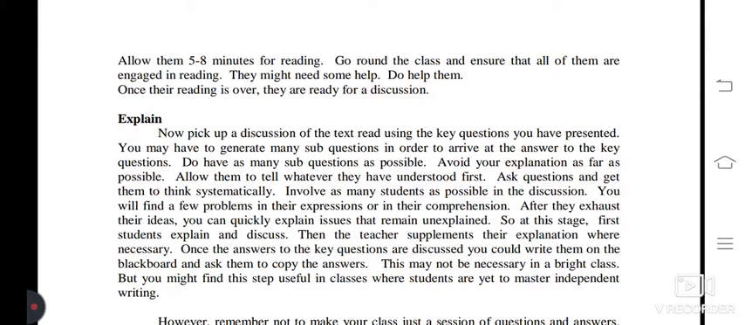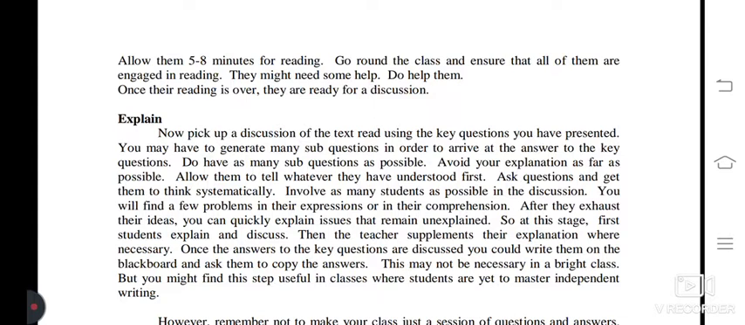Now pick up a discussion. So in the explain stage, we have to discuss the content, and if students fail to say something important, that has to be covered by the teacher as a facilitator. Now pick up a discussion of the text using the key questions. Here we have to discuss the questions you have presented. You may have to generate many such questions in order to arrive at the answer to the key questions. Do have as many such questions as possible.